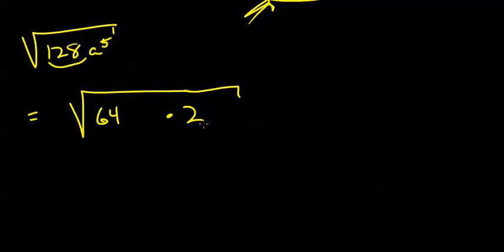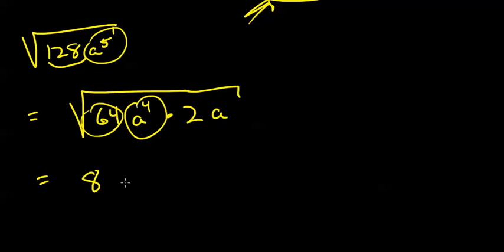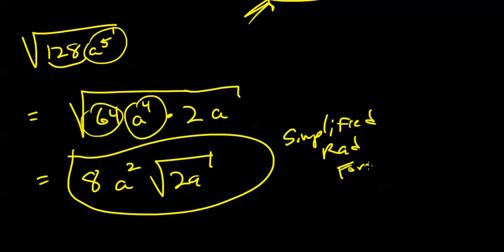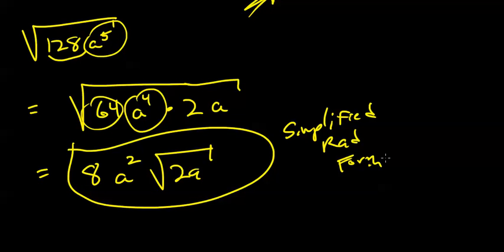So 128 is 64 times 2. And a to the fifth power, well, I claim 4 factors of a can come out. That means one factor of a has to stay inside. The square root of 64 is 8. The square root of a to the fourth is, of course, a squared. And the factors 2 times a have to stay inside the root symbol. So again, I'm in simplified radical form when I get everything out from under the root sign that I can.